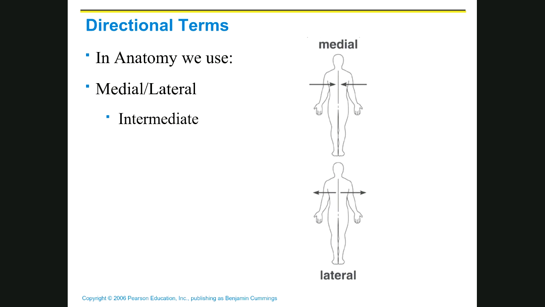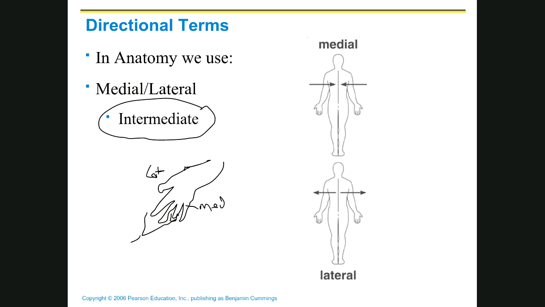But let's go back. If our thumb is lateral and our index finger and middle finger and ring finger and our little finger, if that's lateral and this is medial, what are these? We need a word. Here's the word. Those are intermediate. They're between lateral and medial. Does it make sense?